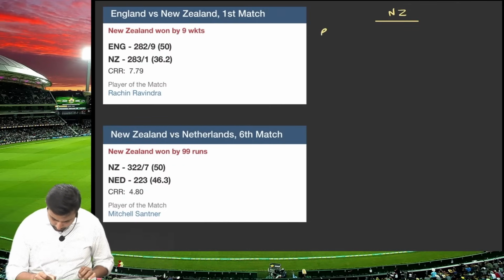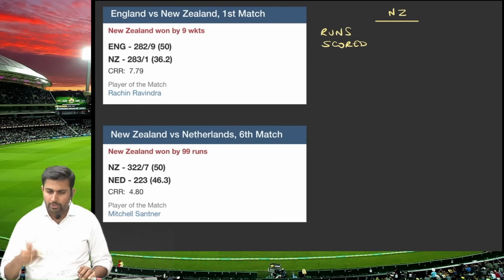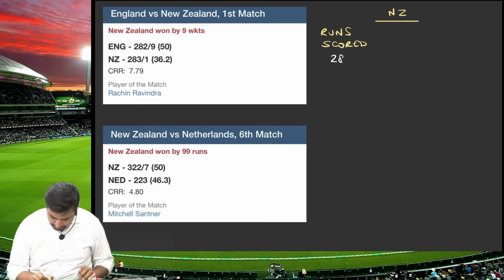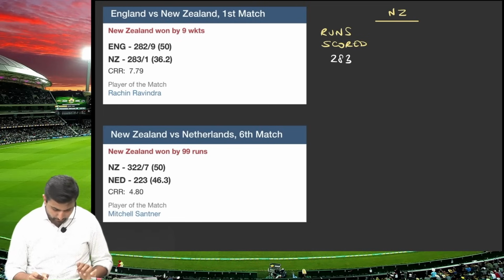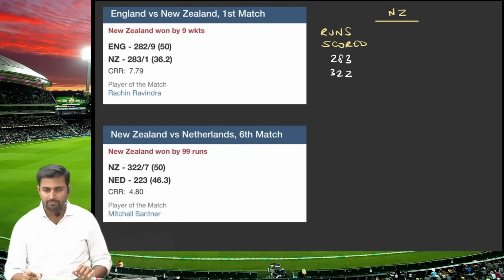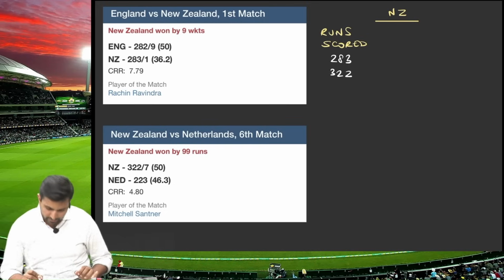Again, number of runs scored by New Zealand. How many runs has New Zealand scored? We will calculate it together for both their matches. It is 283 runs in their first match and 322 runs in their second match. They did not get bowled out in any of these matches.